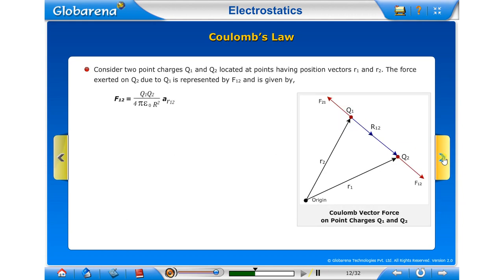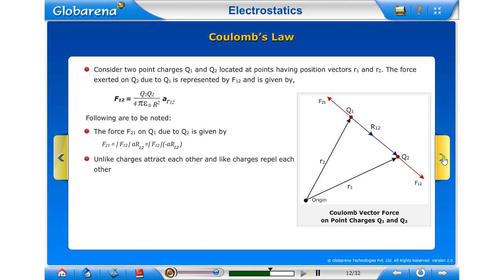Consider two point charges Q1 and Q2 located at points having position vectors r1 and r2. The force exerted on Q2 due to Q1 is represented by F12 and is given by the following. The following are to be noted. The force F21 on Q1 due to Q2 is given by F21 = |F12| aR21 = |F12| (minus aR12).